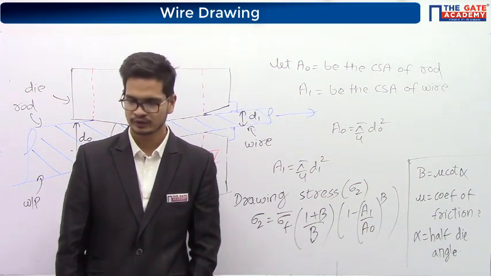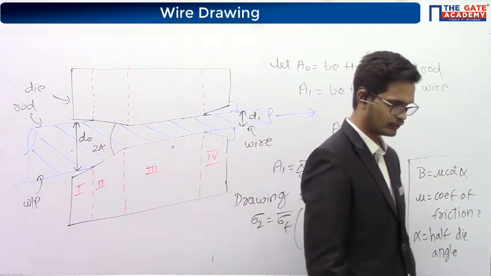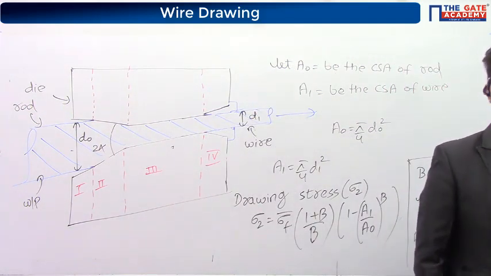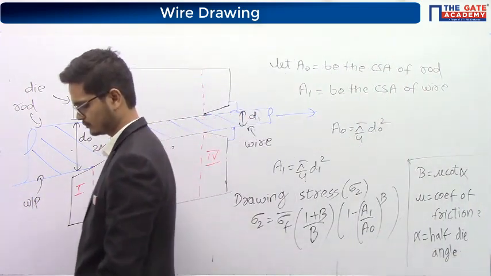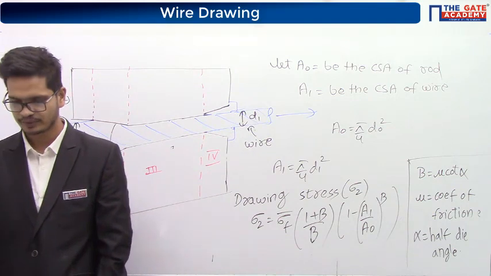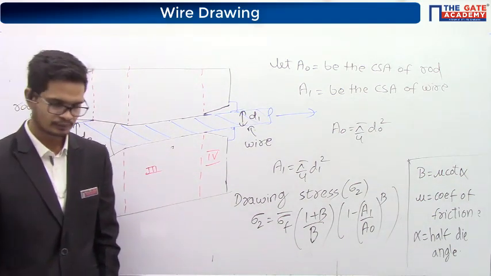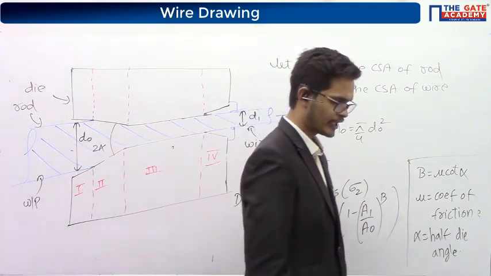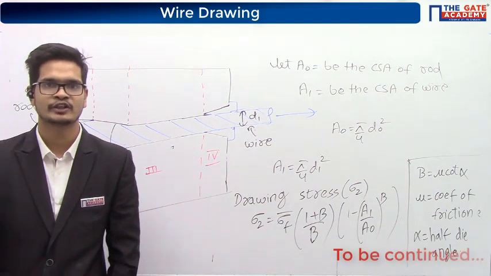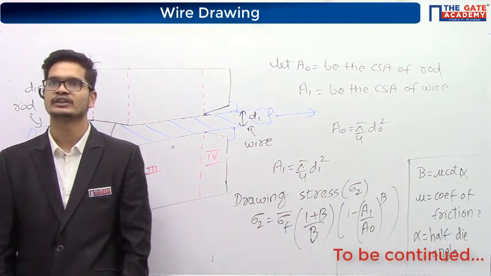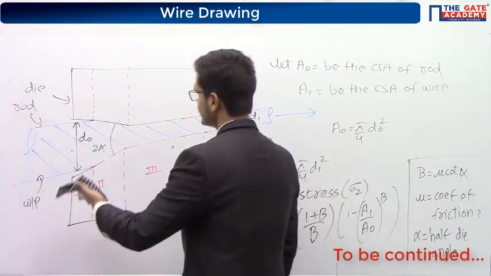Therefore sigma 2 must be less than or equal to the average flow stress. So sigma 2 will be less than or equal to the average flow stress. Is this clear? Okay, let's move on to next.